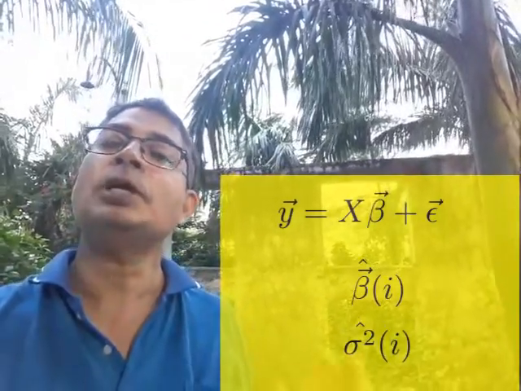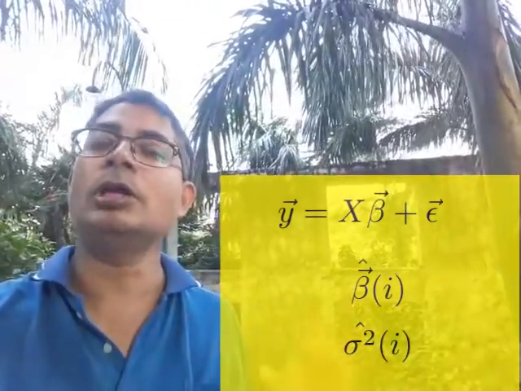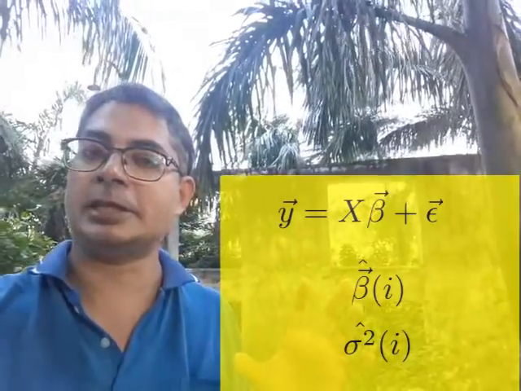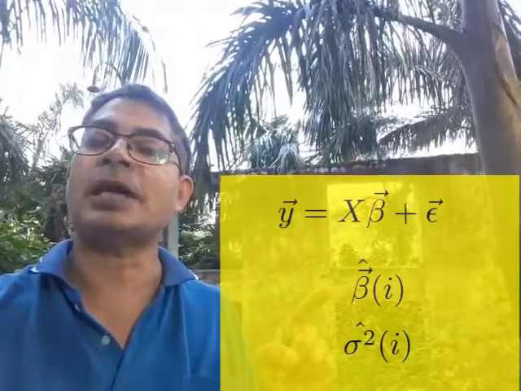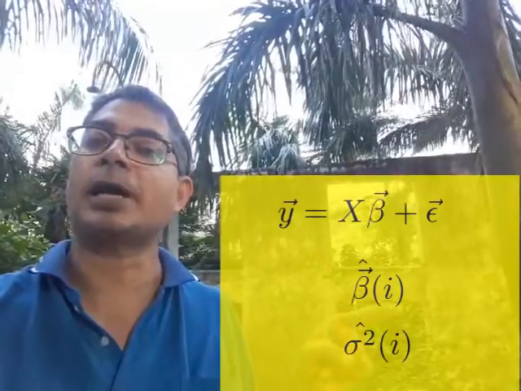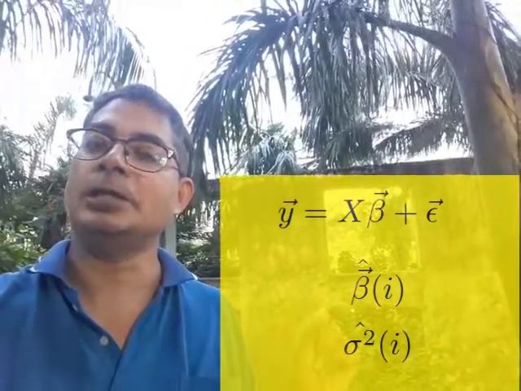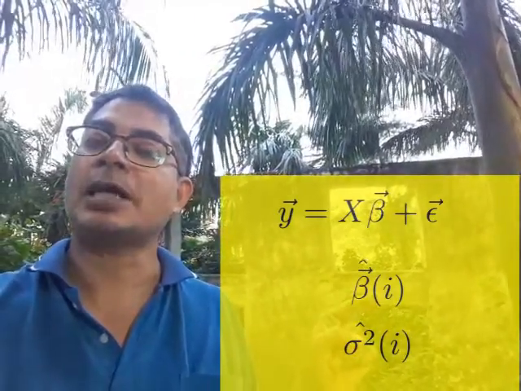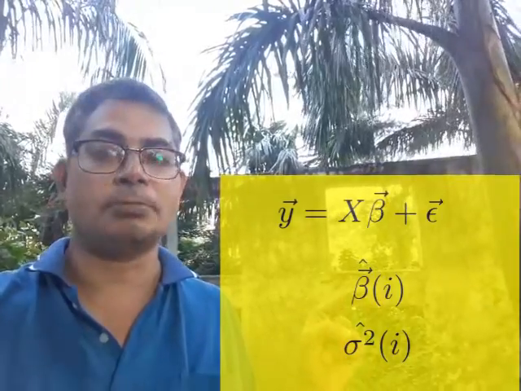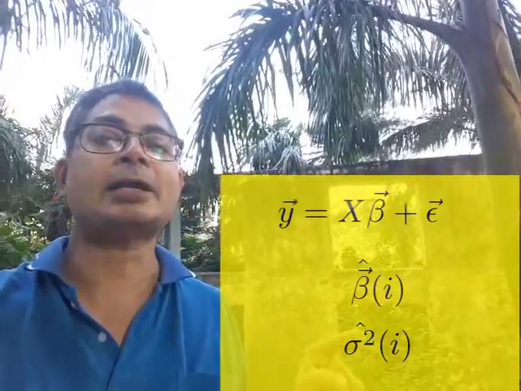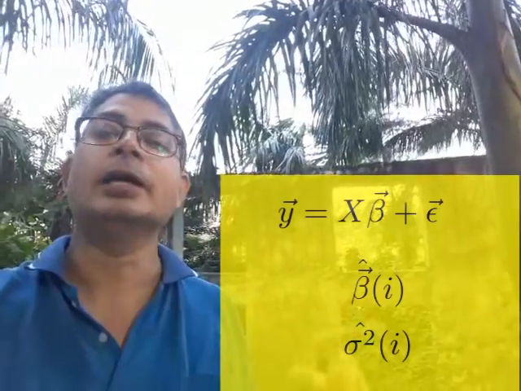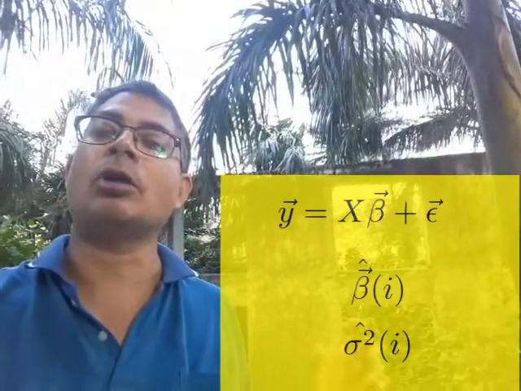Now if we do the fit based on only that x round bracket I thing, the resulting fit I will denote by beta hat round bracket I. That's a vector, a p-dimensional vector. This I means which one has been dropped. Similarly, sigma square hat I is sigma square estimated based on all but the ith case.